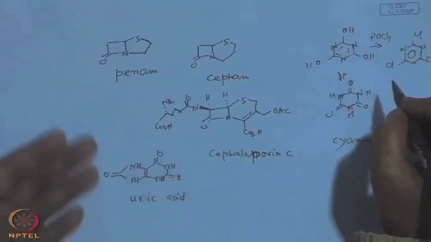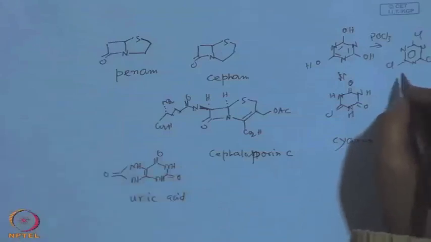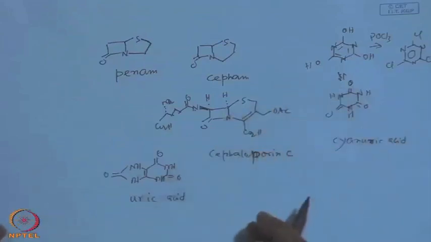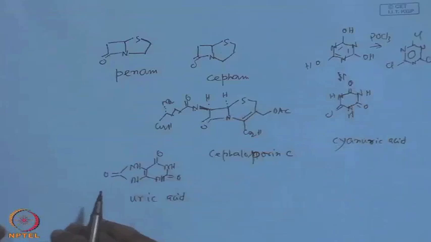Okay. So, it is a chemical reagent, and many times the cyanuric acid chloride also can be used for Beckmann rearrangement. There are many uses of the cyanuric acid chlorides.